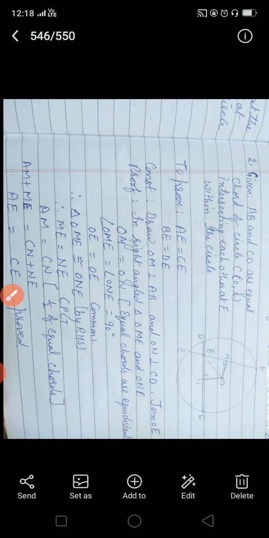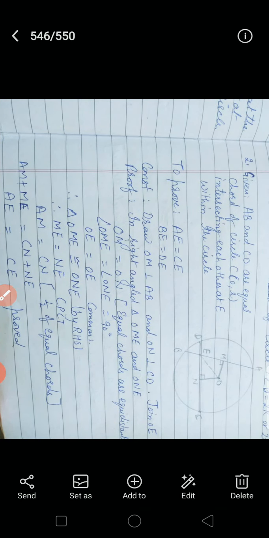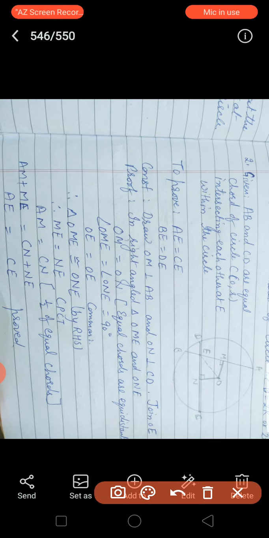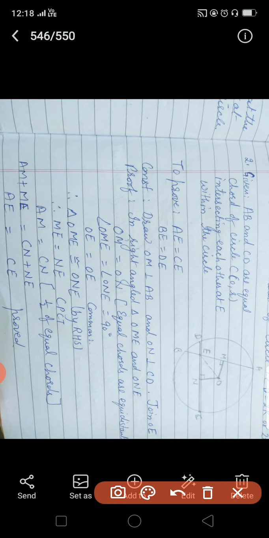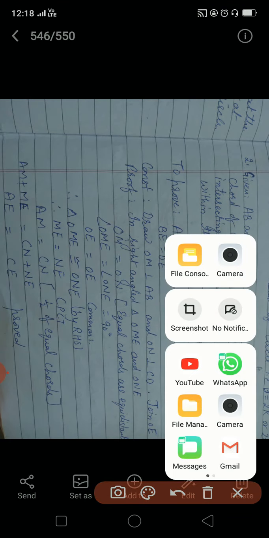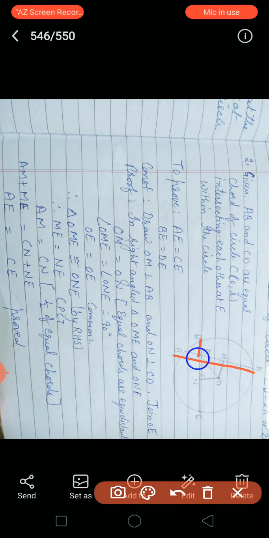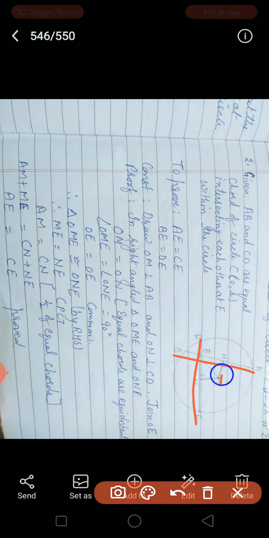Now come to question number 2. Here we have given a circle, right? And in this circle we have two chords. So this AB and CD are two chords, right? And this is the center. OM and ON are the distances from the center.